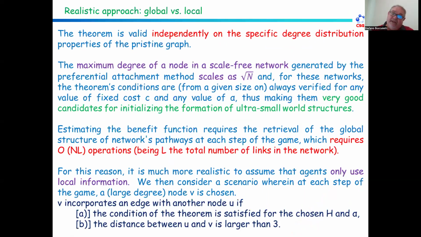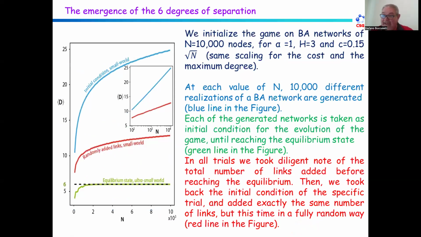We did a very, very huge numerical trial. In the horizontal axis here, you have the size of the network. We start from a network of a few nodes, and then we arrive at 10,000 nodes. For each value of n, we create an ensemble of 10,000 realizations of the Barabasi-Albert network. Why Barabasi-Albert? Because it contains hubs, so it's a good initial condition. You can take any initial condition you want to play your game, but sorry?